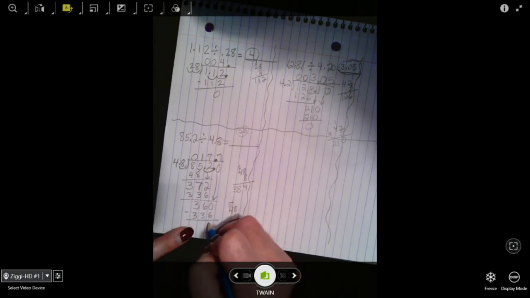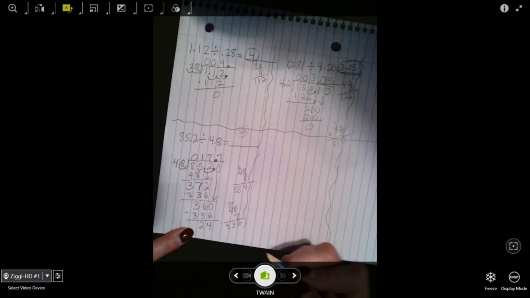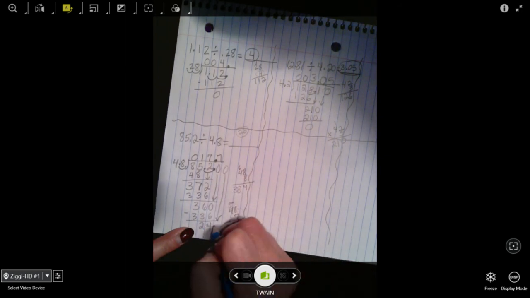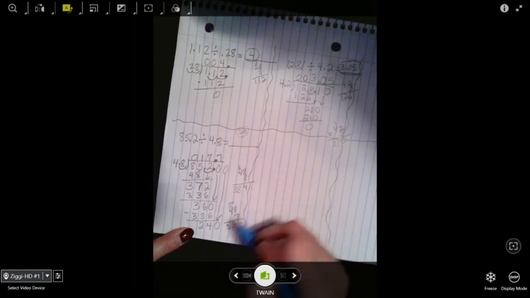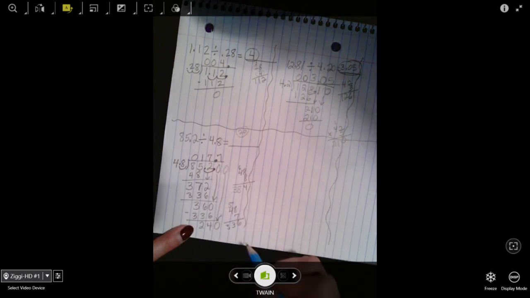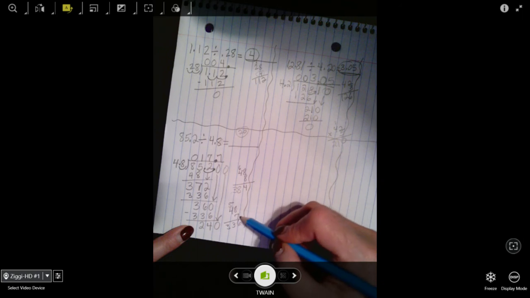So 10 minus 6 is 4. 5 minus 3 is 2. And another 0 needs to be brought down. So that 336, I have the 7 up here already. 48 now goes into 240. I need to go smaller than 7.